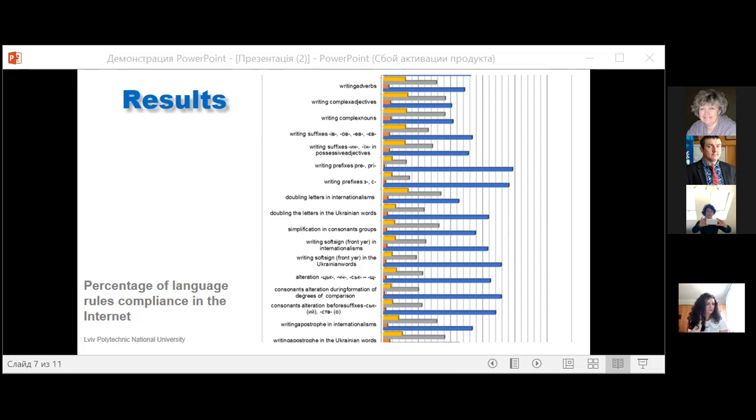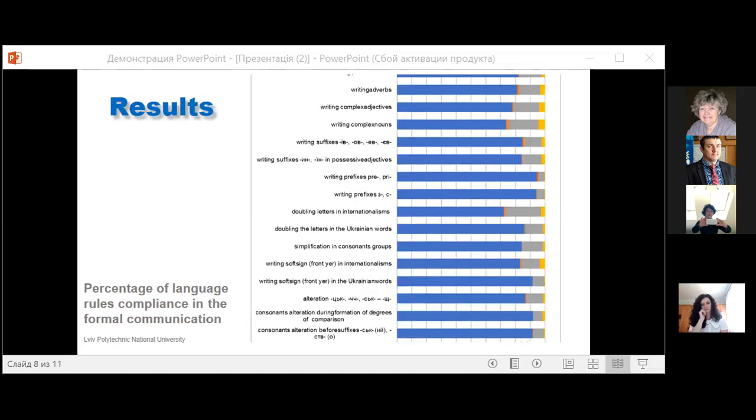Slide 8. On this slide, you can see percentage of language rules compliance in the formal communication. We have found that in formal communication, the majority of students, from 70 to 90%, adhere to spelling rules.